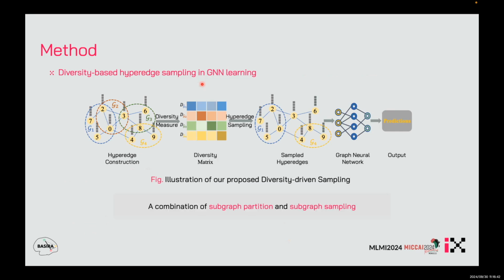We want to combine subgraph partitions and a subgraph sampling strategy together for the application of GNNs on large-scale graphs. First, we use subgraph partitions to reduce the memory computation of the large-scale graph. Also, we use subgraph sampling to accelerate GNN learning. It includes four parts, and we will introduce each of them in the following slides.